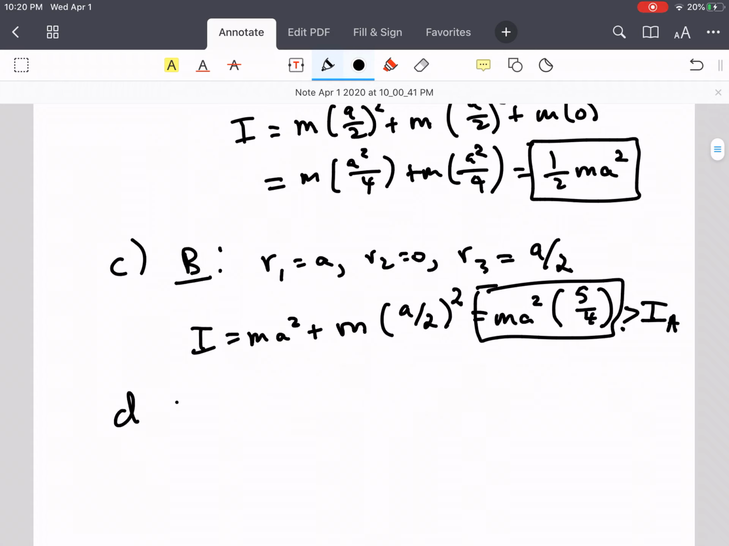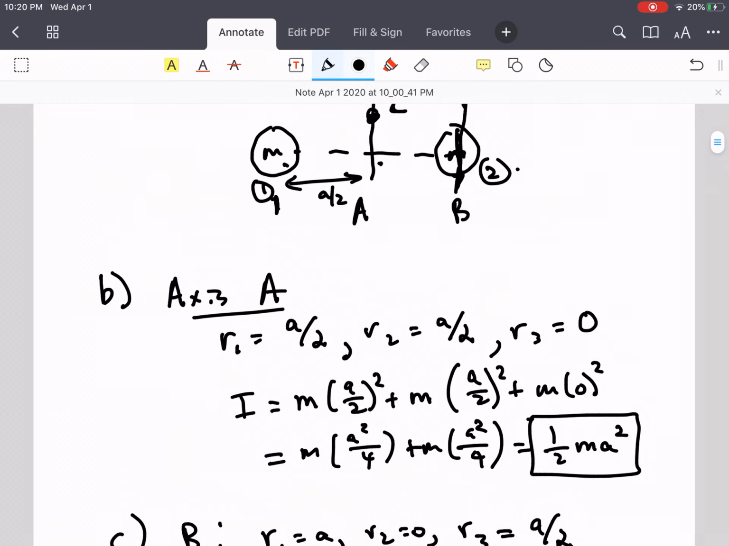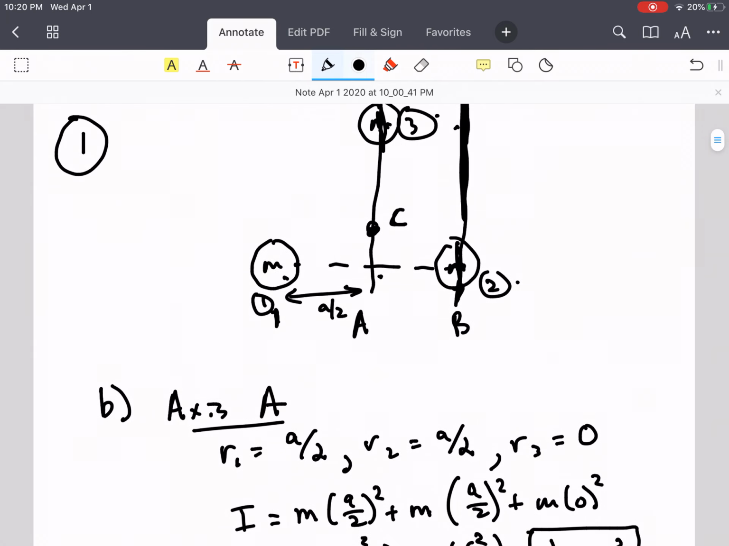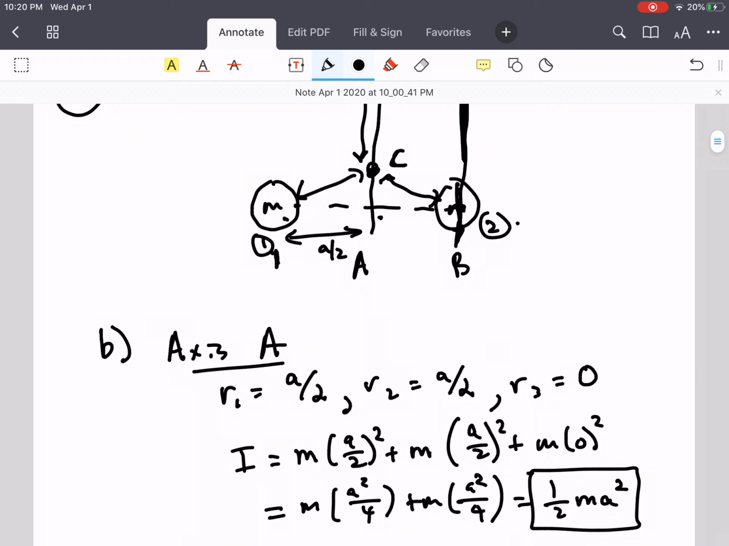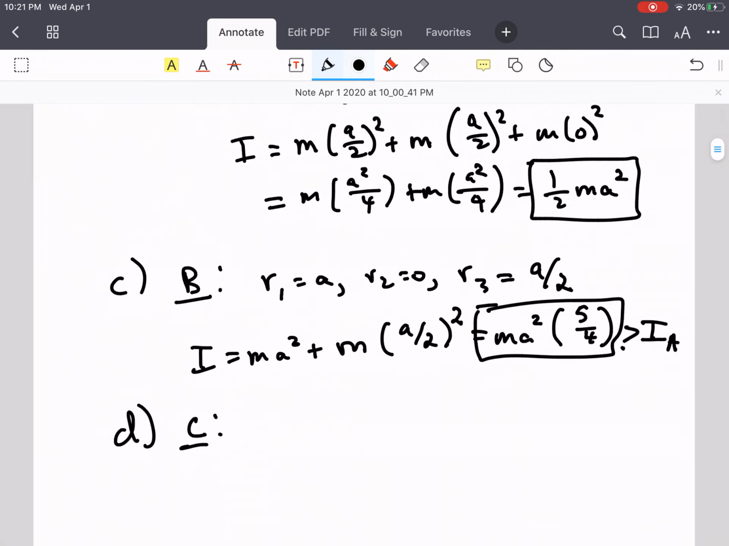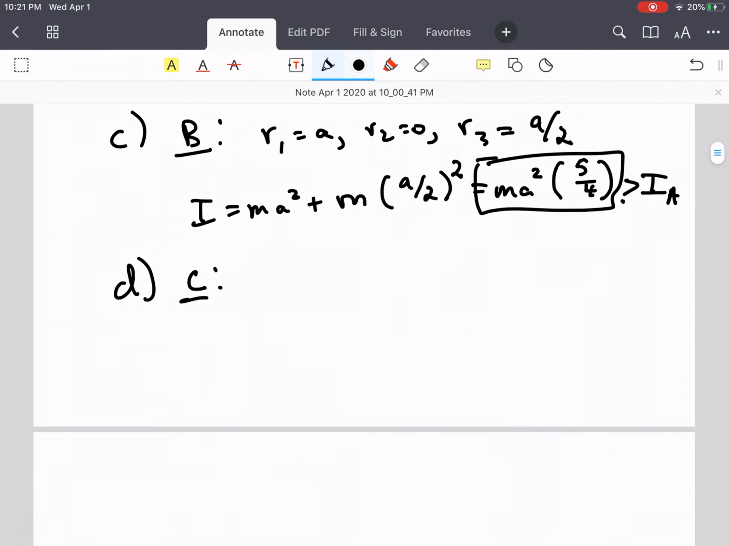Next, let's talk about the moment of inertia through axis C, which is equidistant from each of the masses. So equidistant means that the distances here are all equal: R1 equals R2 equals R3. And all we have to do is a little geometry to figure out what exactly that could be. There are various ways to do this. My personal preference is as follows. I'm going to go ahead and try to draw it down here.